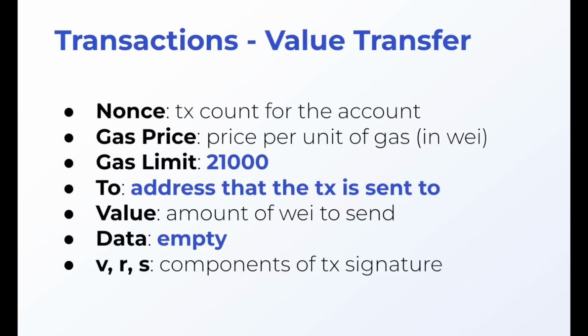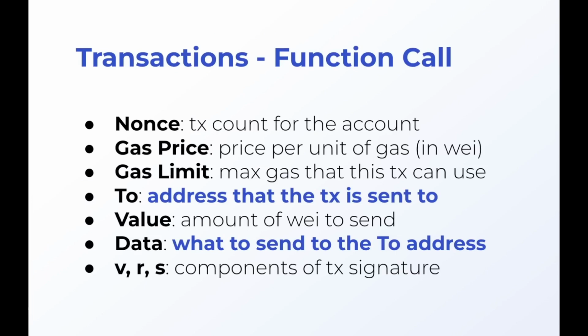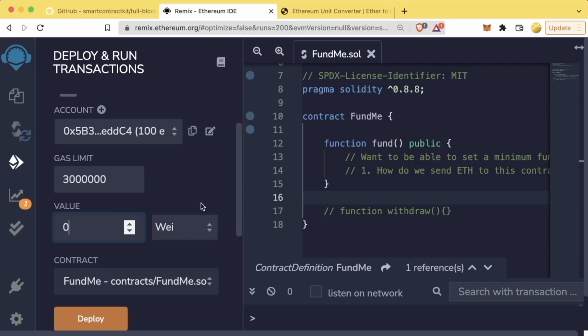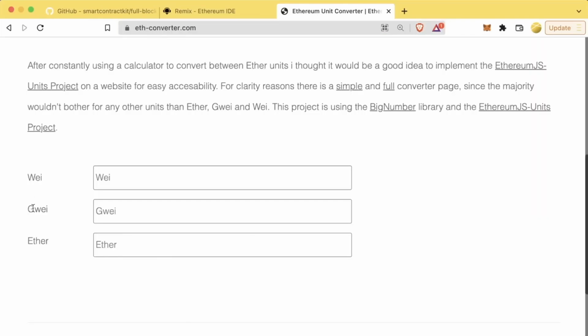For sending value, we can populate some of these fields. The gas limit, for example, is populated to 21,000. Data is going to be empty, and then that "to" is going to be the address of the transaction we want to send to. For a function call, we can also still populate the way that we want to send. So we can call a function and send a value at the same time. In Remix, it has a little drop down here for wei, gwei, finney, and ether. We're going to ignore finney for now, but of course we have our wei, gwei, and ether again, where 1 ether is worth this much gwei and this much wei.